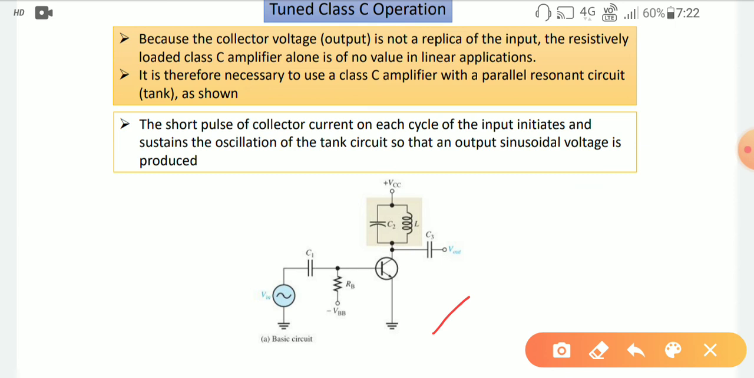Power amplifiers are classified into four basic forms: Class A, Class B, Class AB and Class C. We discussed each individual class in detail, and next day we will meet again with another topic.